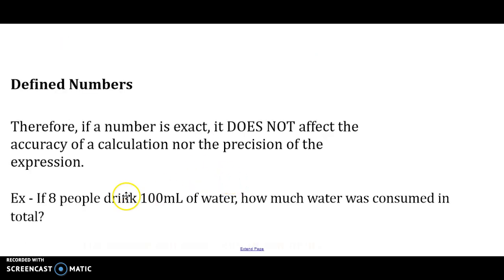So if we have, for example, an answer here where we say 8 people drink 100 milliliters of water, how much water is consumed in total? Our answer is going to have 3 significant digits, so 800 milliliters. It's not going to be 8 times 10 to the 2. It could be 8.00 times 10 to the 2, but whatever it is, our answer has to have 3 significant digits. This 8 people is infinite. This one is defined as has 3 digits.